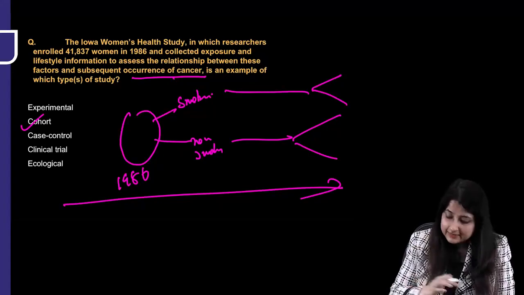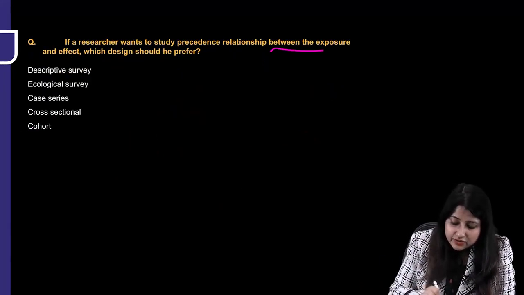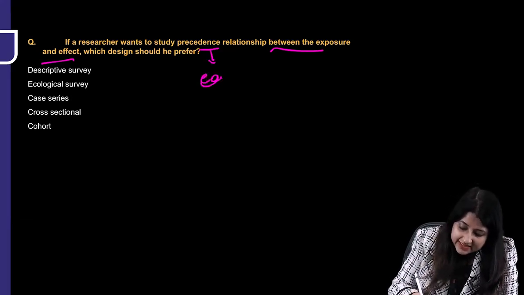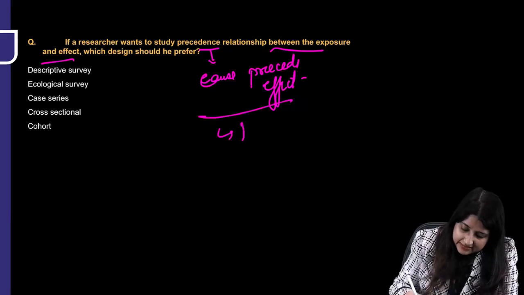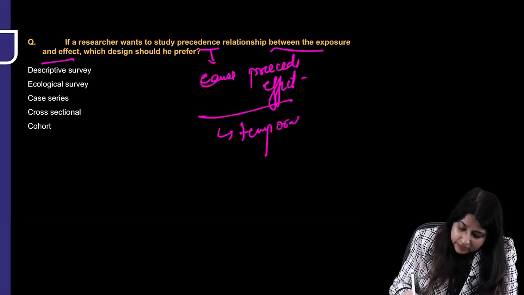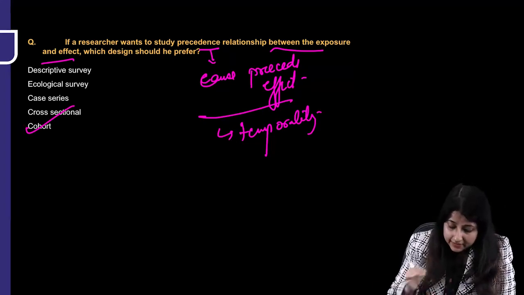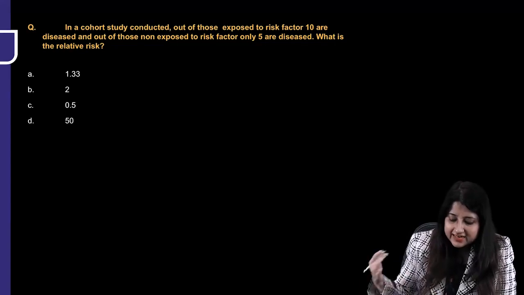A cohort? Yes? Okay. If a researcher wants to study precedence relationship between exposure and outcome, precedence means cause precedes effect. Okay. Cause precedes effect. Alright. So what study will you do? Here we are asking about temporality. So which study design is best for temporality? Cohort. Okay, all right.